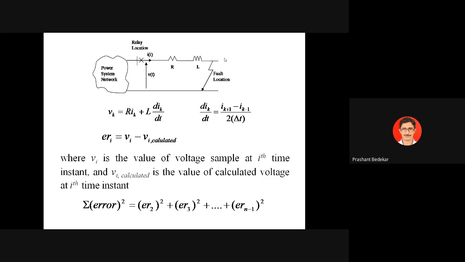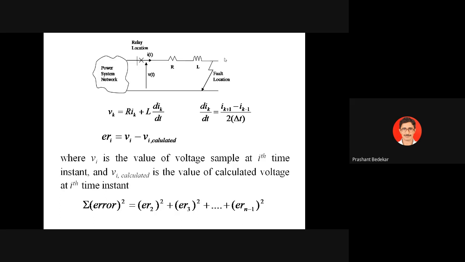When I am minimizing the error, what does it mean? I am trying to make V_i calculated almost equal to V_i. V_i is the actual, correct value of voltage. I am trying to make V_i calculated very nearly equal to V_i. How can I make that? If I get the correct values of R and L.